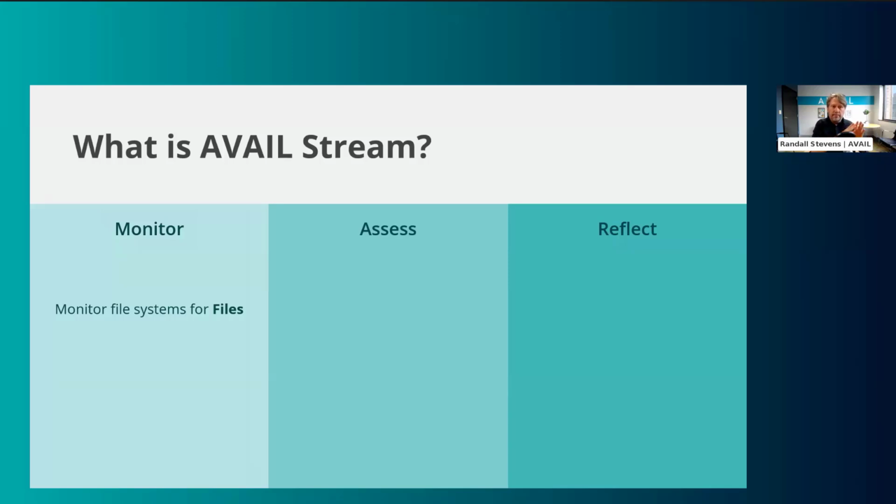So Stream has been around since the beginning of when AVAIL was introduced, or soon after we introduced AVAIL. And the goal was, can we automatically monitor a file system for information? So we want to look for files that are on a file system. We want to assess, basically have a set of rules that say, do these files matter to whatever you want to be seen in AVAIL's front end? We call those set of rules stream definitions, which I'll show you here in a minute.